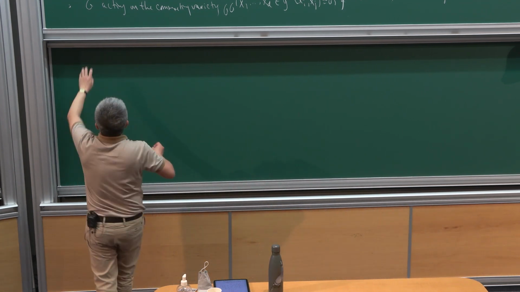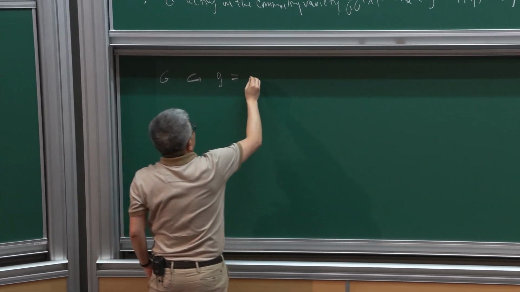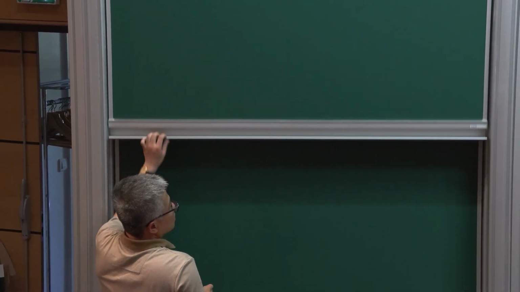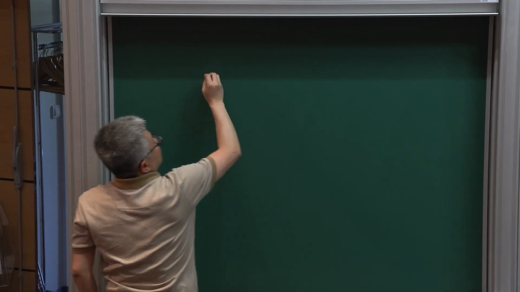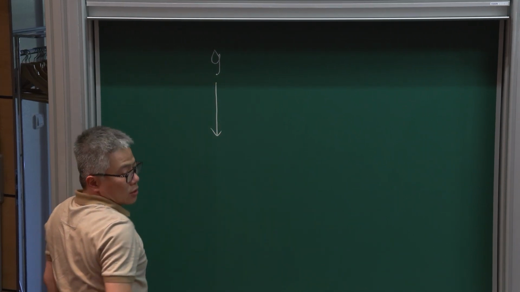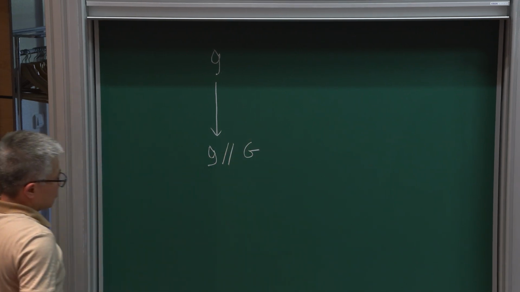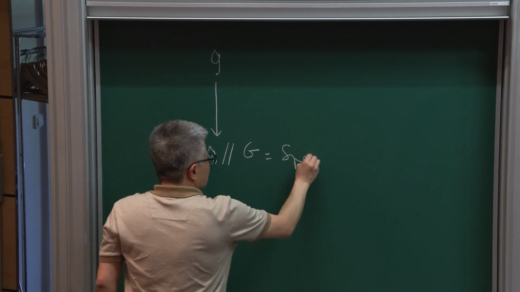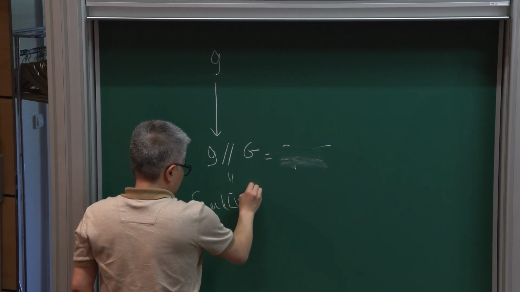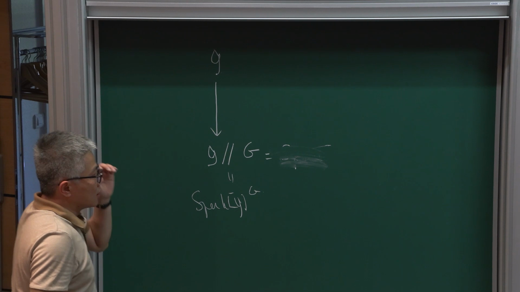So now in this situation, G acting on its Lie algebra, you have this so-called invariant theoretic quotient, which by definition is the spectrum of the ring of G-invariant functions on the Lie algebra.